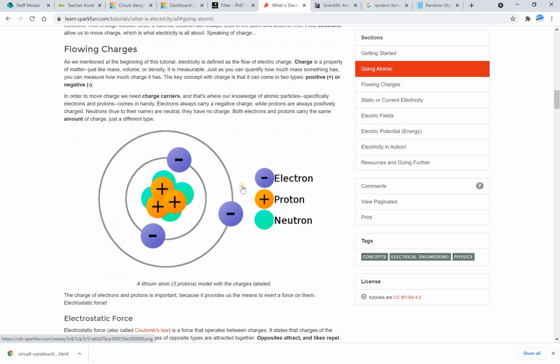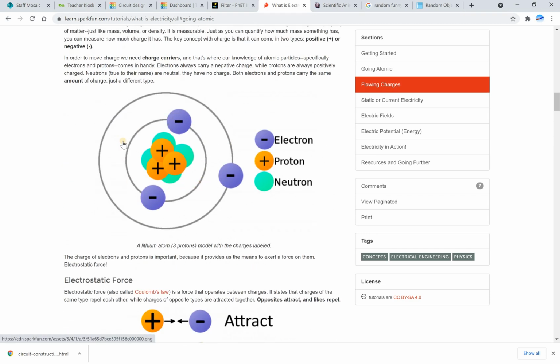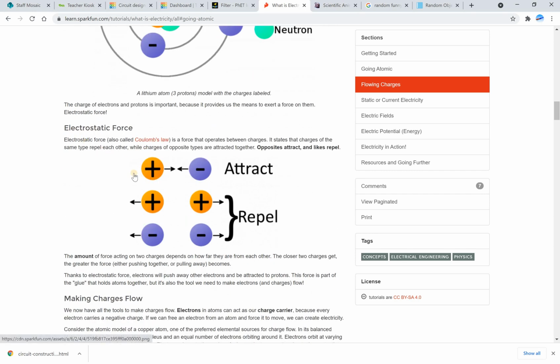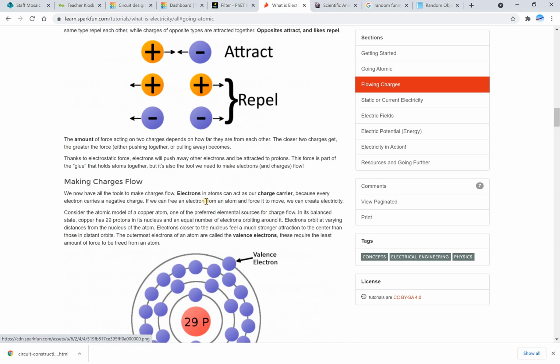So if we move down a little bit more, we can see that we have these electrons moving around the nucleus, and they are negatively charged, and inside we have the protons and the neutrons, with the protons positively charged. Now the next thing you have to understand is that opposites attract each other. So the positive is attracted to the negative, and the negative is attracted to the positive. We also have the positives repelling each other and the negatives repelling each other. But this attractive force here is really, really important with electricity.